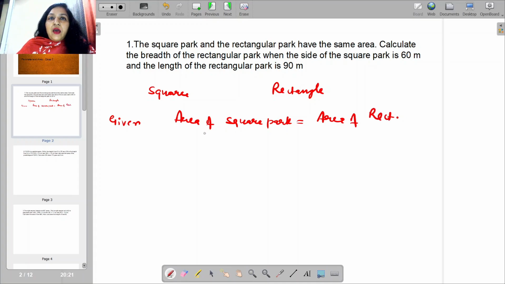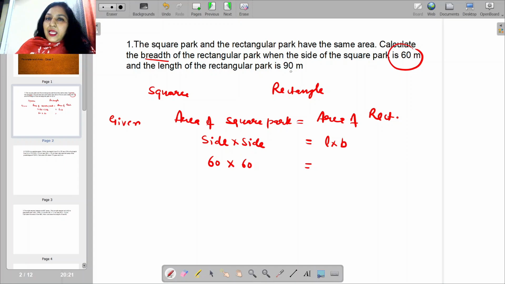Now after this we have to write what is the formula for area of a square. We know that for a square, that is side multiplied by side. And how do we find the area of a rectangle? That is length times breadth. Now side of the square park is given to you as 60 meter. So we have to write 60 into 60, that is the side into side, length multiplied by breadth. In this particular question, it is asking us to find the breadth. Length is already given 90. So in place of length you will write 90 multiplied by breadth.